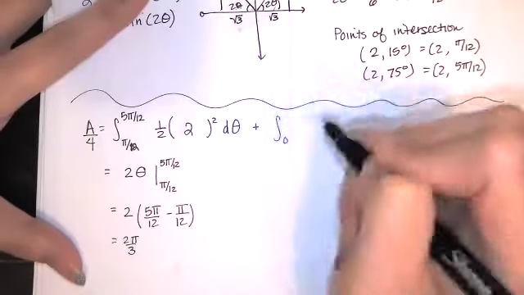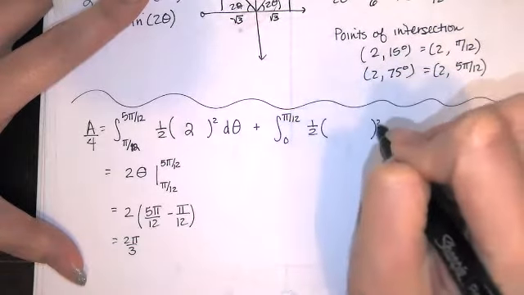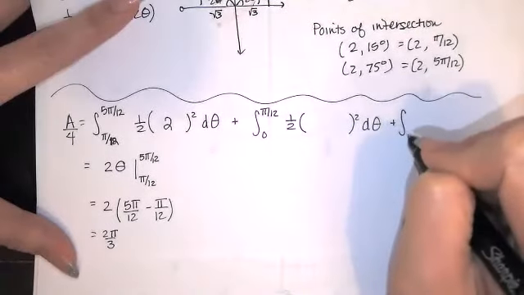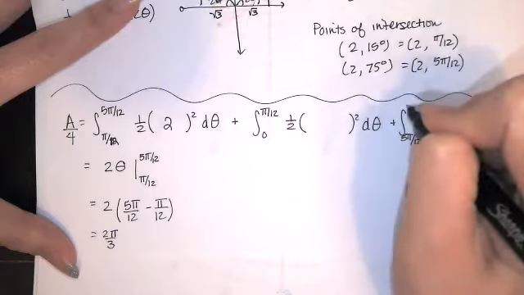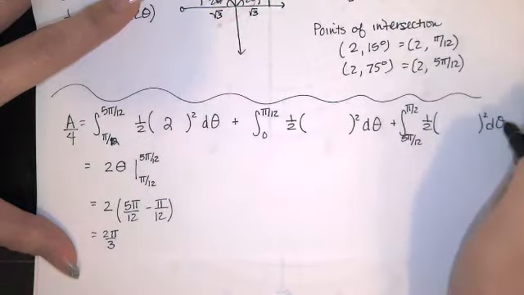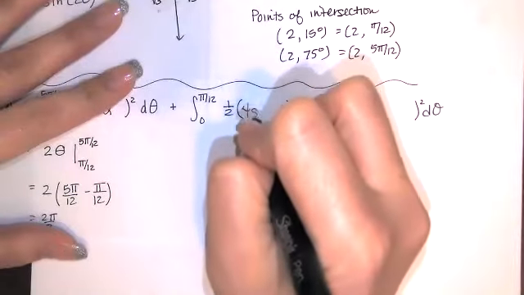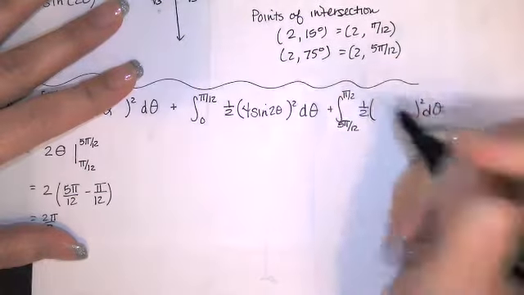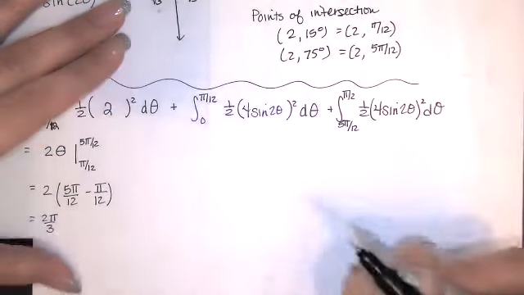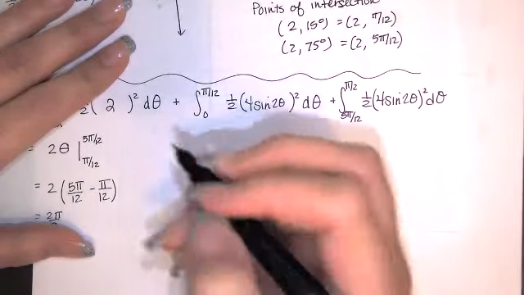So I have the integral from 0 to pi over 12 of 1/2 of r squared d theta plus the integral from 5 pi over 12 to pi over 2 of 1/2 of r squared d theta. And this time, we're on that rose curve, so r is equal to 4 times sine of 2 theta. 4 squared is 16, half of 16 is 8.